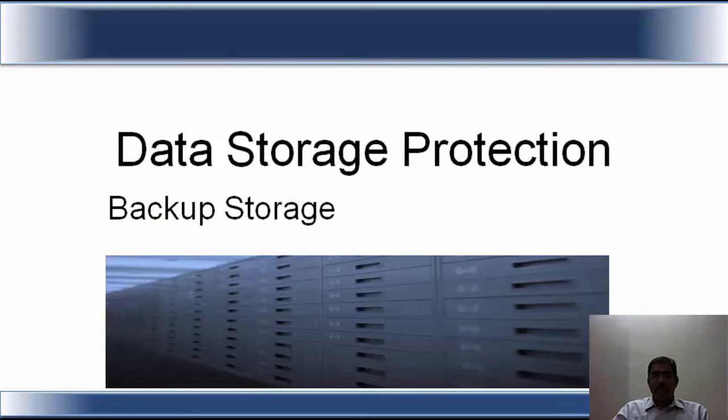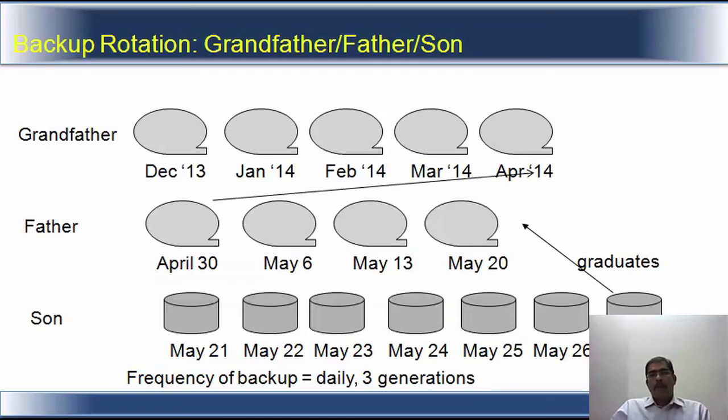Now let's take a look at data storage protection. We have already seen what RAID is, so you have a fair bit of idea how the RAID operates. Let's see the requirements for data storage protection or backup storage. If you look at the slide here, the backup rotation is called grandfather, father and son. Grandfather is monthly: December 13, January 14, February 14, etc. The father is April 30th, May 6th, May 13th, May 20th.